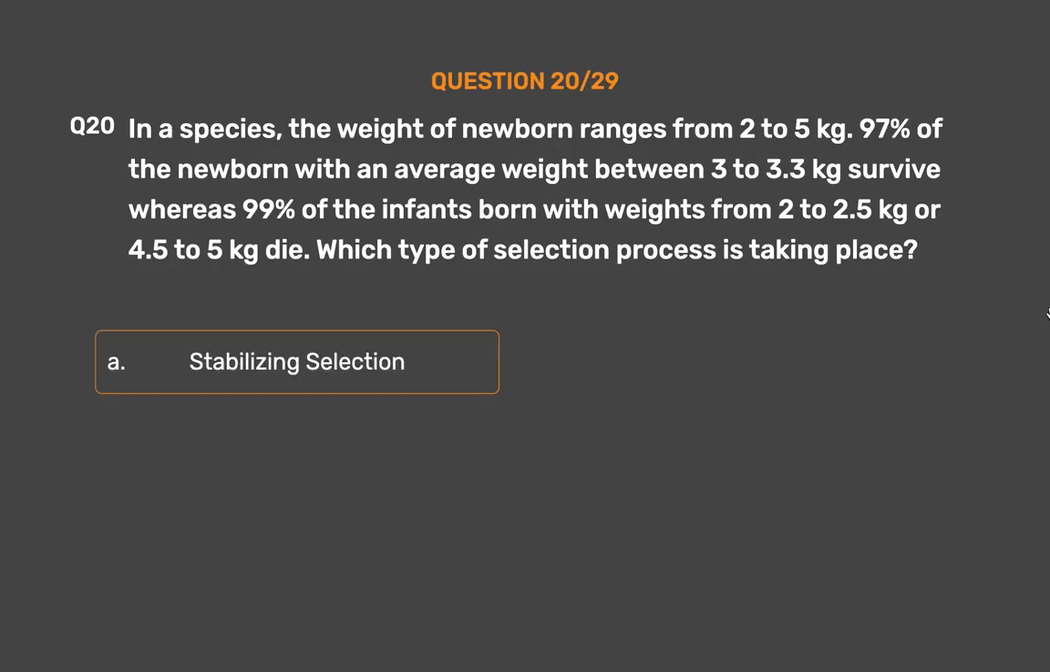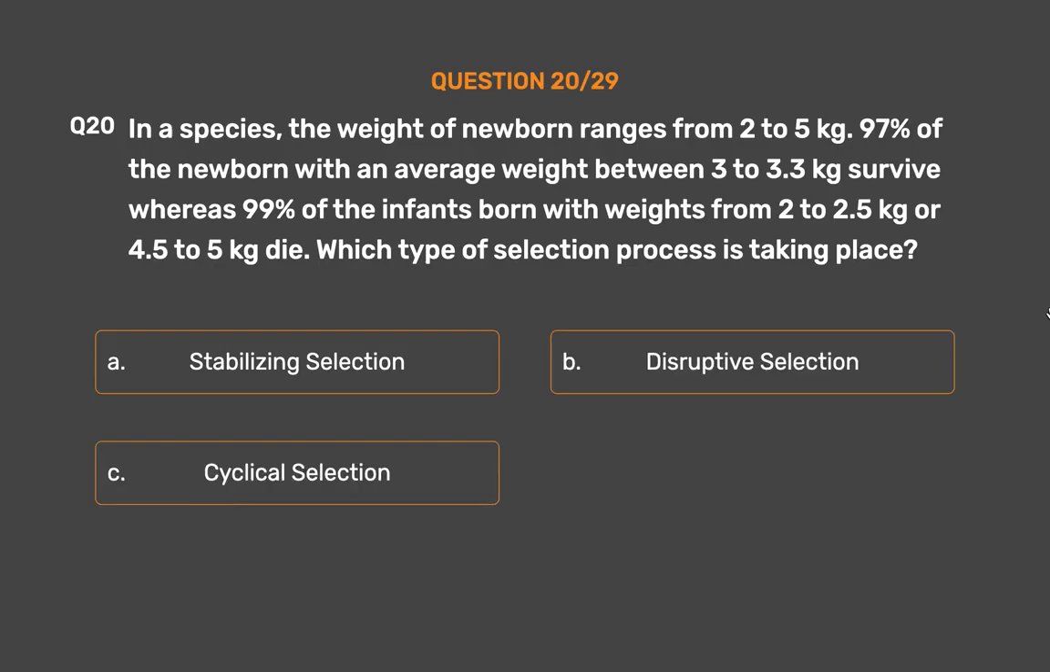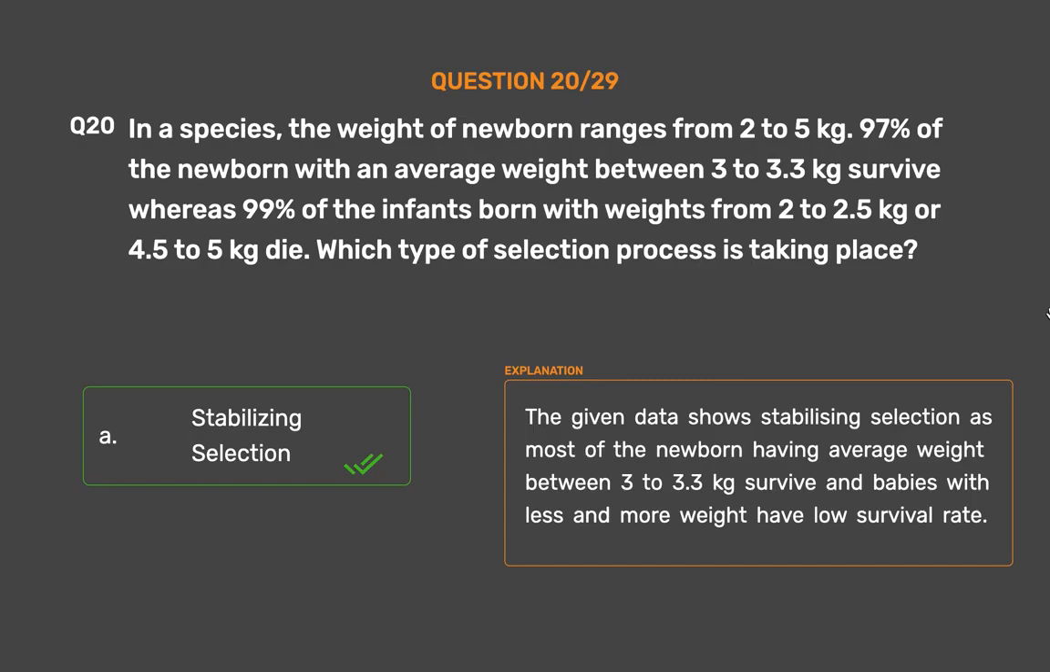Option A. Stabilizing selection. Option B. Disruptive selection. Option C. Cyclical selection. Option D. Directional selection. The correct answer is option A. Stabilizing selection. The given data show stabilizing selection, as most of the newborns having average weight between 3 to 3.3 kilograms survive and babies with less and more weight have low survival rate.